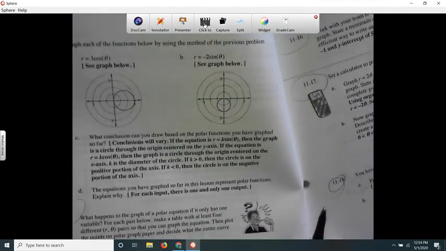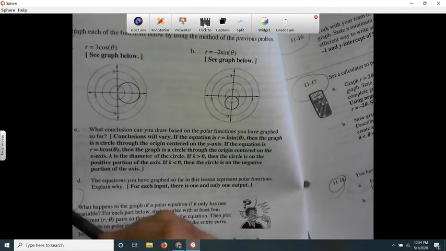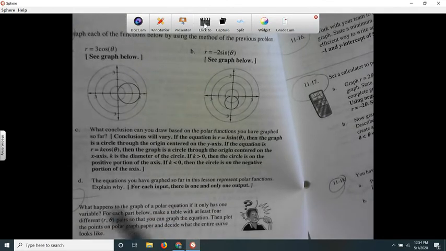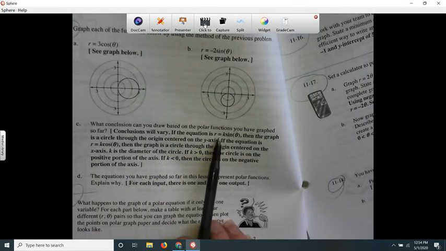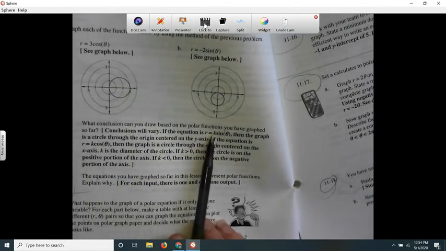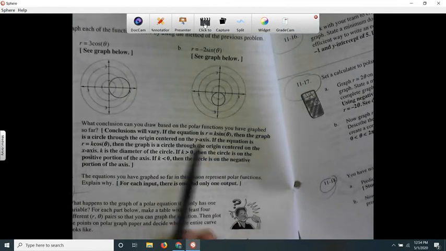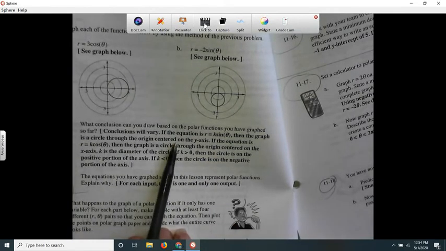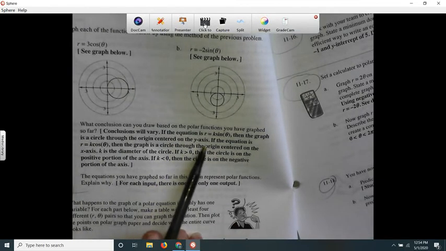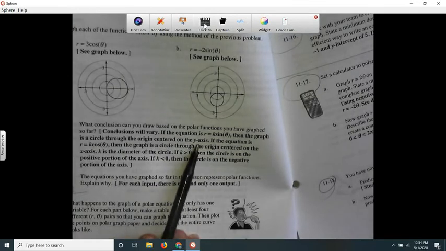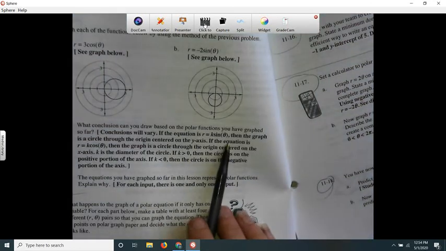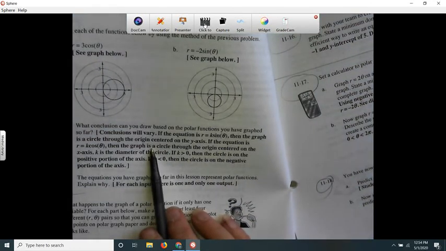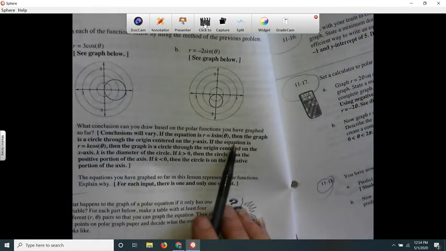So I'll start part 2 with 11-15, but let's read this. If the equation is r equals k times sine theta, then the graph is a circle through the origin centered on the y-axis. So sine is centered on the y-axis. Okay, and that makes sense because sine is our y value.